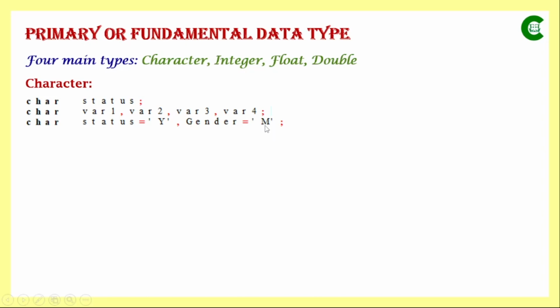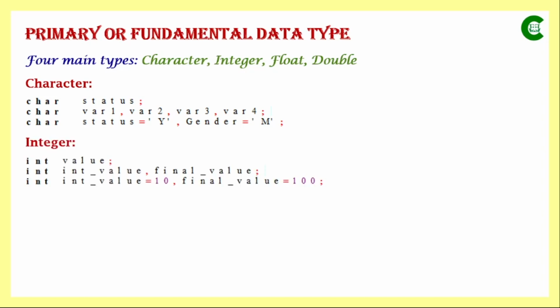And since this is not a symbolic constant, this is a normal variable, so there will always be a provision that at a later point of time we may change the value of that variable, that we cannot do for a symbolic constant. Now this is another main data type, which is integer, and that accepts integer data.